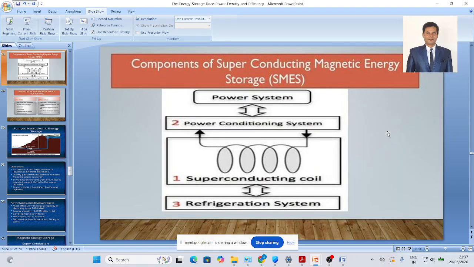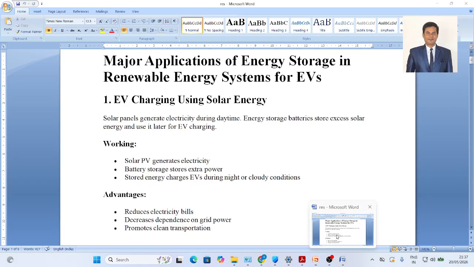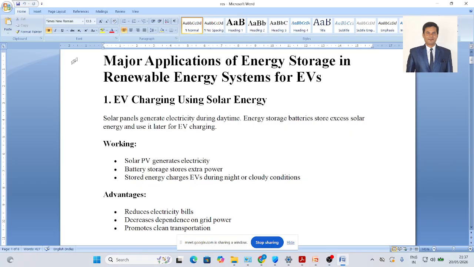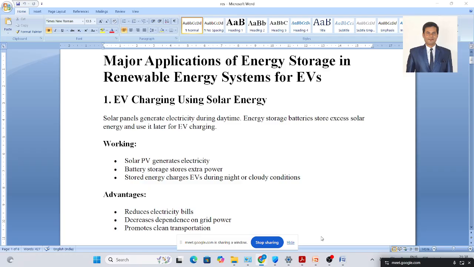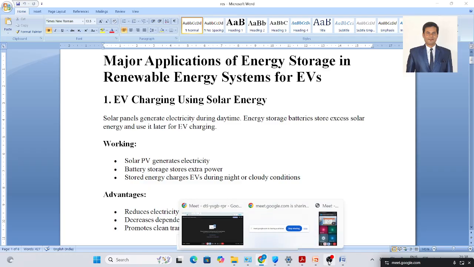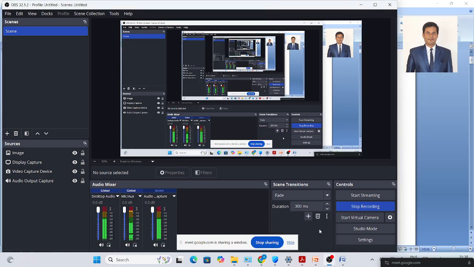So I'm going to share the applications of integrations, right? Is it visible? No, sir. Yes, whether it is visible to you or not. No, sir. It's visible only components of superconductor.